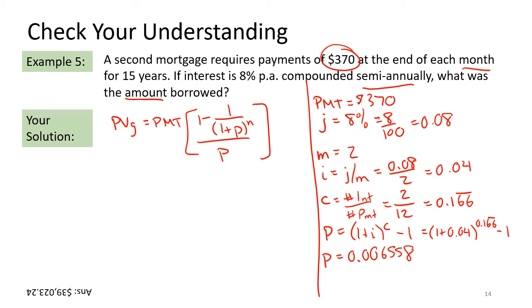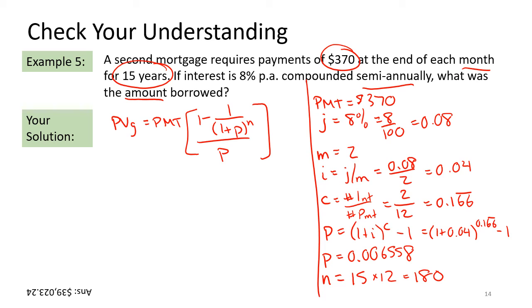So our last item we need to calculate is N, a total number of payment periods. So that's equal to 15 years, it's given in the question, and you're making payments every month. So 15 times 12, which gives you 180.